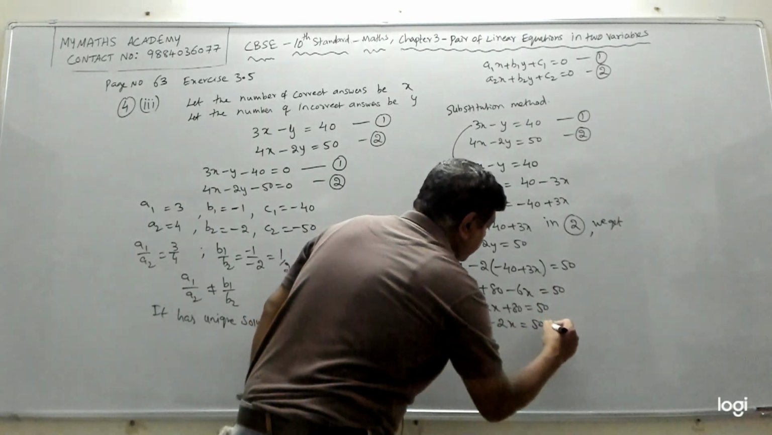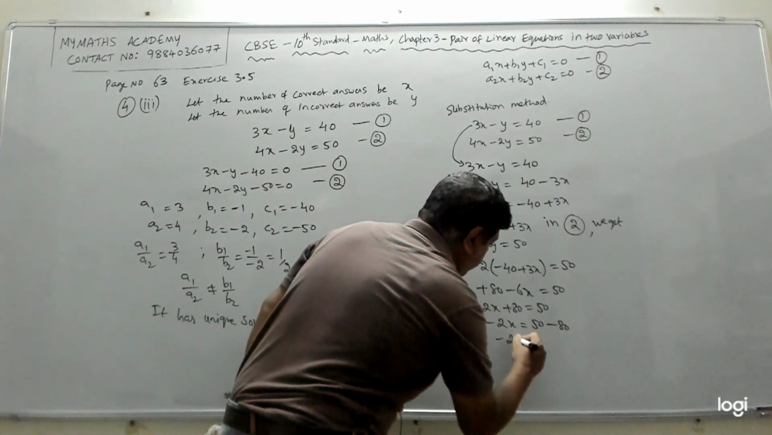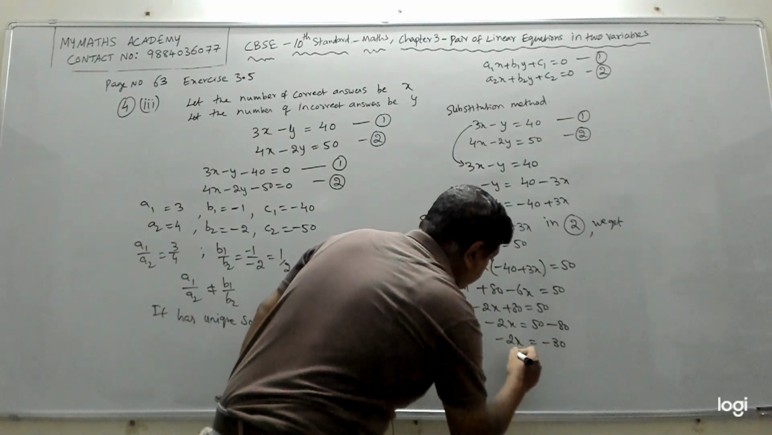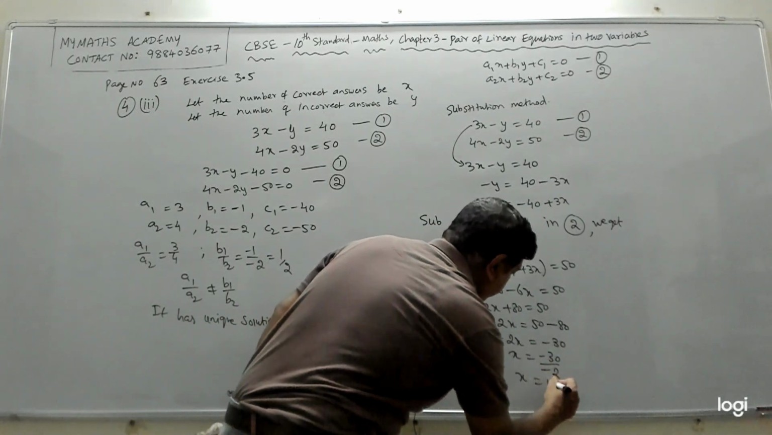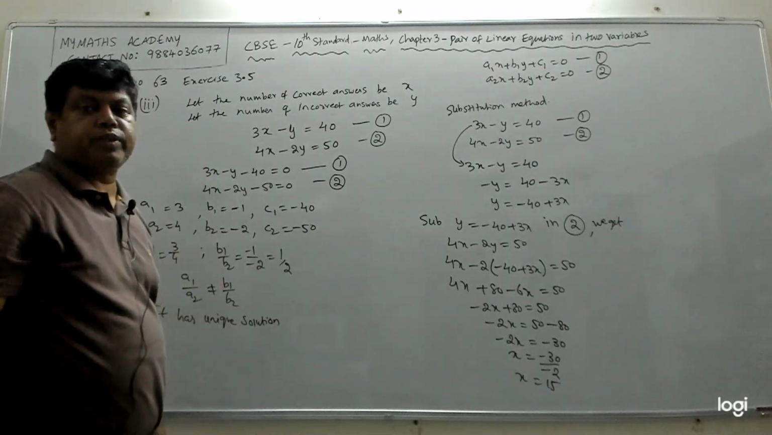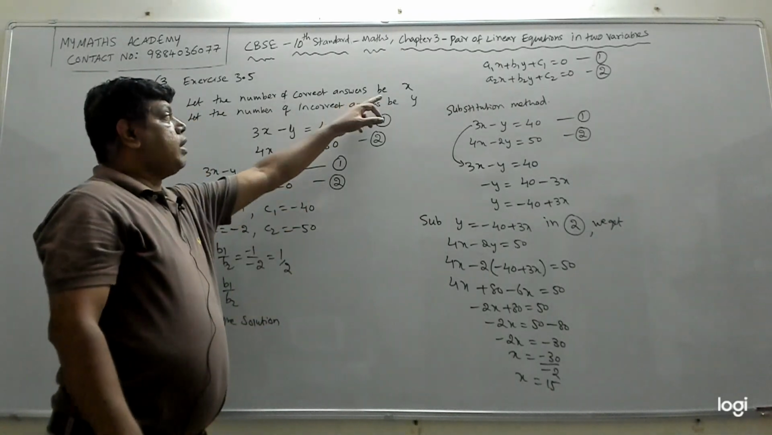This 80 will go here, it will become minus 80. Minus 2x is equal to minus 30. x is equal to minus 30 by minus 2. So x becomes 15. So the number of questions he answered correctly were 15 questions.